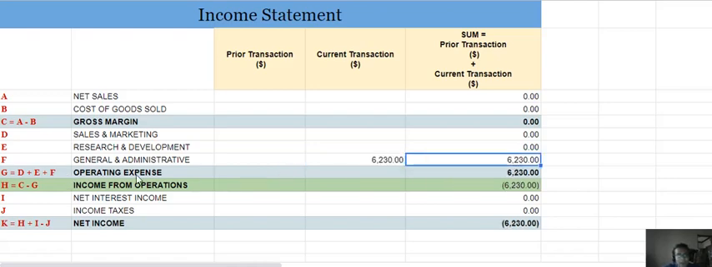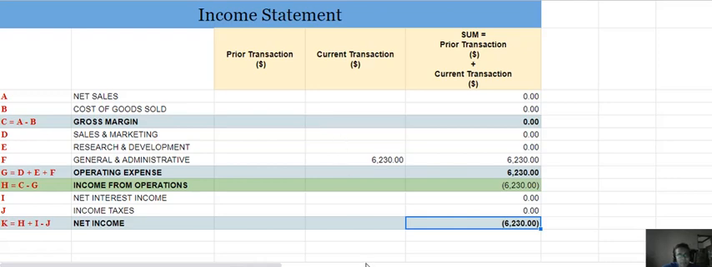Here you can see the operating expense is $6,230, and you can see the income from operation is minus $6,230. This is negative because there is no income from sales, which here you can see it is zero. That's why the income from operations is negative, and net income is also negative. So this is my income statement.